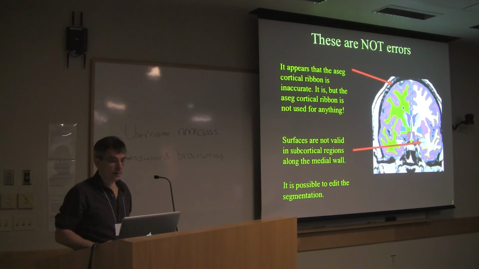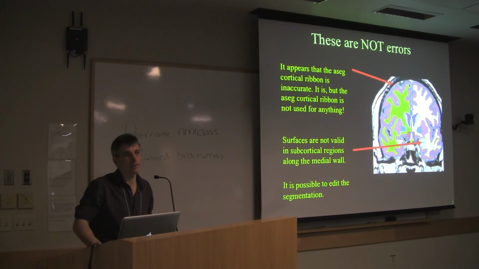Some other things that are not errors. So here's a case where the color in the volume is the automatic volume segmentation. So we have pallidum and putamen and caudate and ventricles, and there's amygdala that's down here, and we have white matter, and we also have cortical gray matter. And if you look up here, you see that the cortical gray matter label does not match with where the surface goes through. So the question is, is this an error?